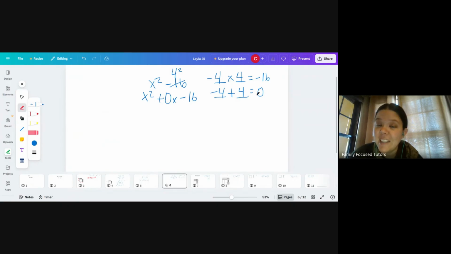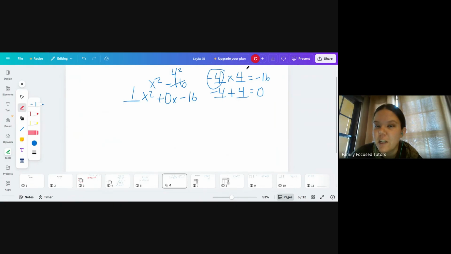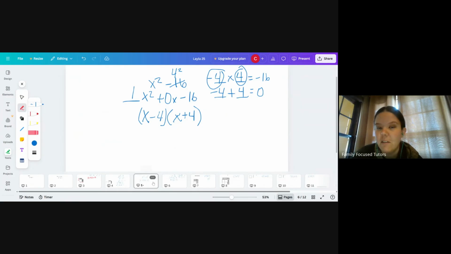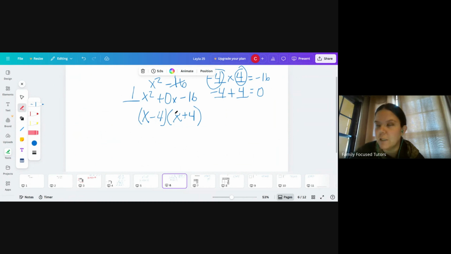Okay. And since our coefficient right here is non-existent, well, it's there, it's just 1, then we can just take these two numbers and write them as our factors. So we can do x minus 4 times x plus 4. And you can do those in any order. So I know I showed you this is x plus a, x minus a. It doesn't matter what order you do it in because it's multiplication. So this is a factor that we're multiplying against this factor. They can flip-flop because multiplication is commutative.